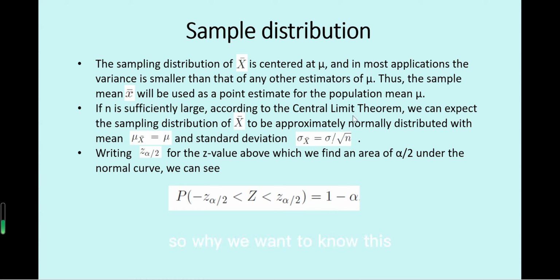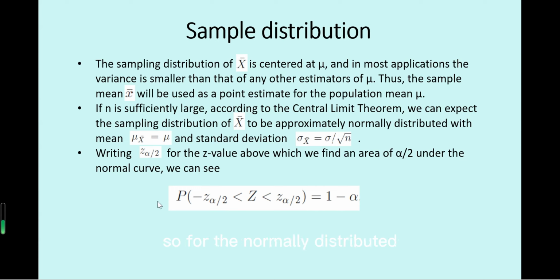So why do we want to know this theorem? Because if we can say it is approximately normally distributed, we can next use this to estimate the confidence interval of the population mean.